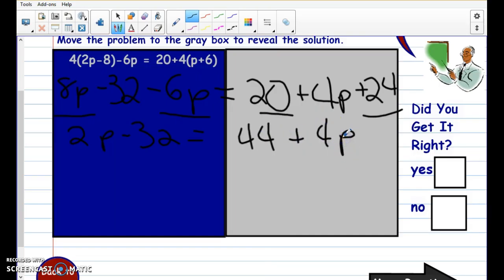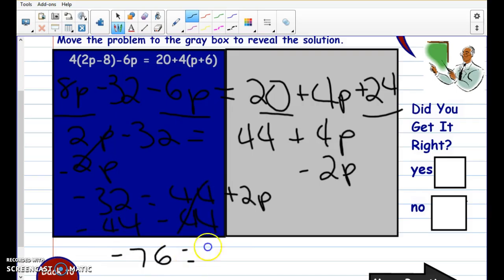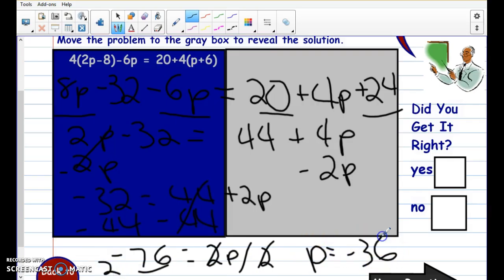Again, I don't want a negative p, so this is just Mr. Muller's preference. You can do whatever you want. I'm going to subtract 2p from each side. So I have negative 32 equals 44 plus 2p. And we'll subtract 44 from each side. That gives me negative 76 equals 2p. Divide both sides by 2. So p should equal negative 36.